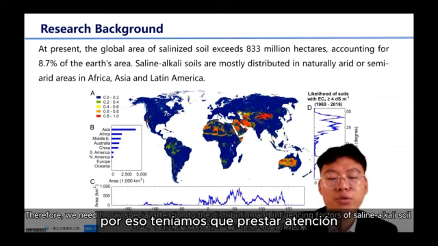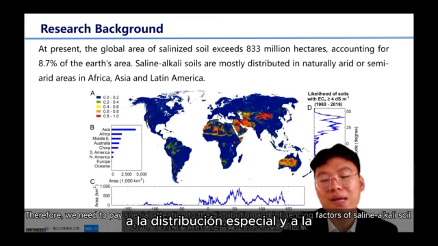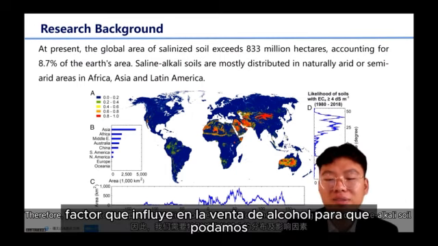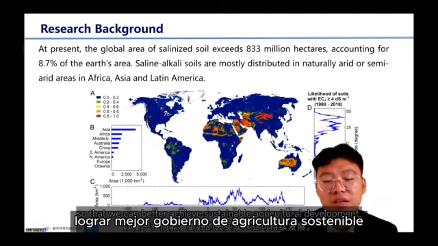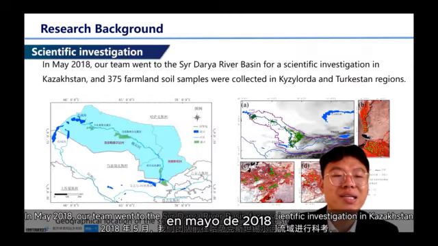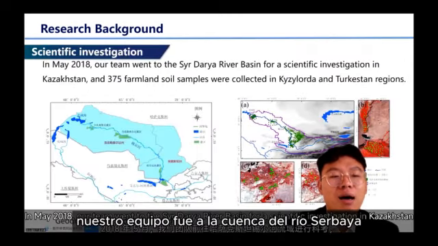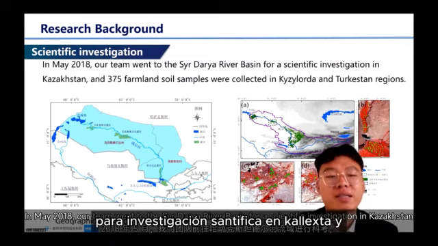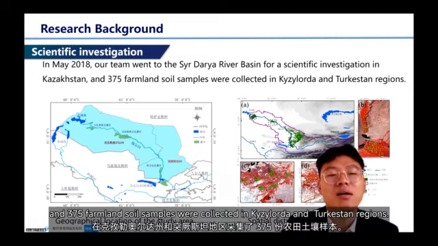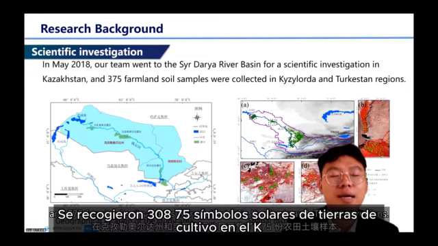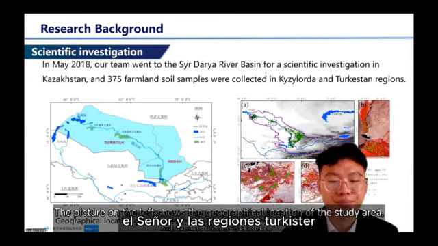Therefore, we need to pay attention to the spatial distribution and the influencing factors of saline alkali soil so that we can better achieve sustainable agricultural development. In May 2018, our team went to the Syr Darya River Basin for a scientific investigation in Kazakhstan, and 375 farmland soil samples were collected in the Kazakhstan and Turkestan regions.